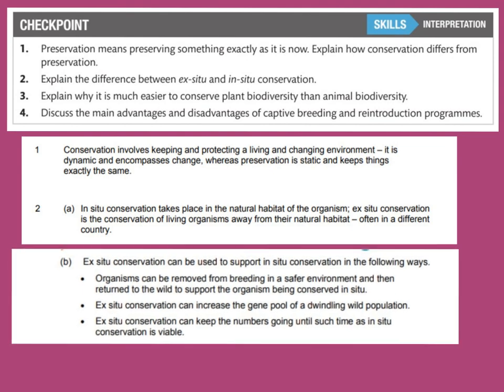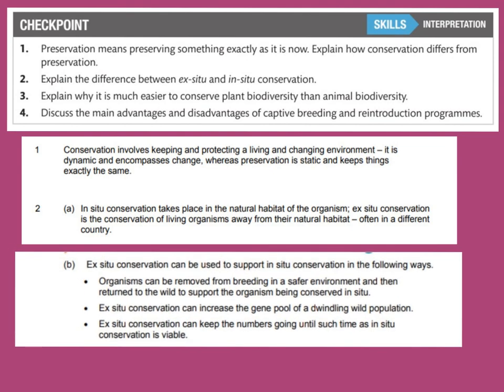Also, we can add here that ex-situ conservation can be used to support the in-situ conservation in the following ways. Organisms can be removed from the wild and bred in a safe environment and then returned to the wild in what we call the reintroduction program, to support the organism being conserved in situ. Ex situ conservation can increase the gene pool of the dwindling wild species or wild population. Ex situ conservation can keep the numbers going until such time as in situ conservation is viable.